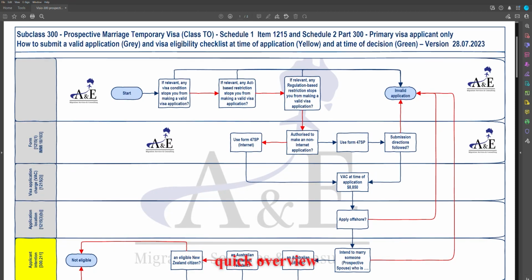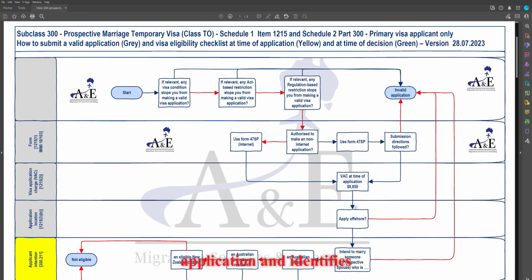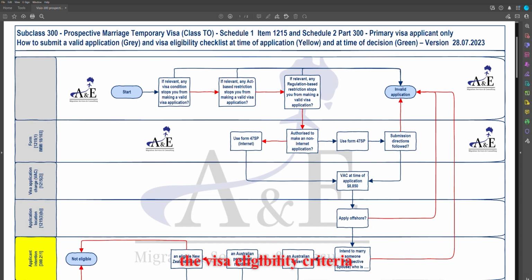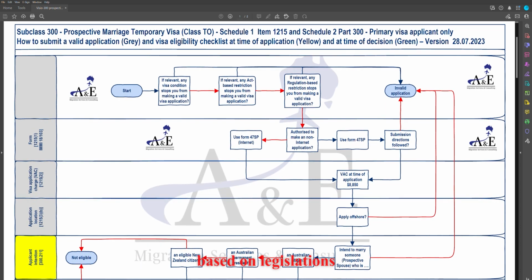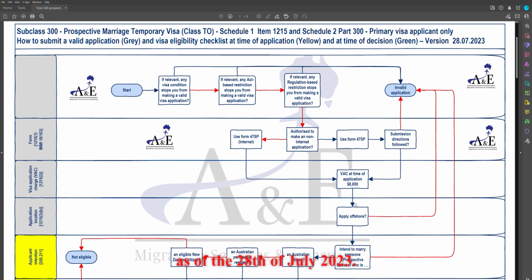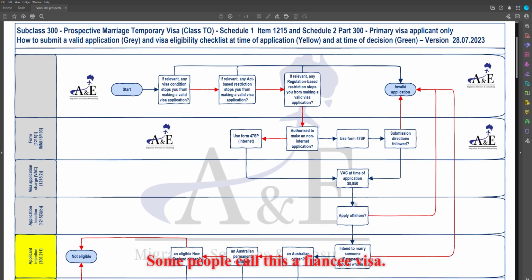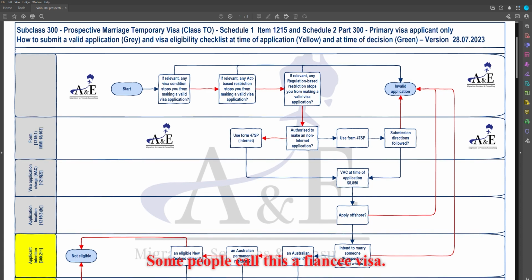This video gives you a quick overview of how to submit a valid visa application and identifies the visa eligibility criteria for a subclass 300 prospective marriage temporary visa based on legislations as of the 28th of July 2023. Some people call this a fiancé visa.